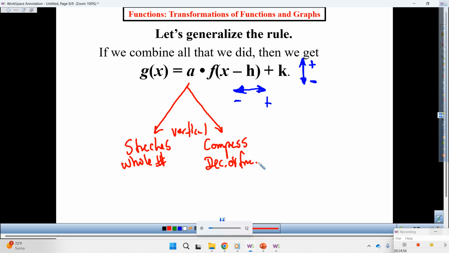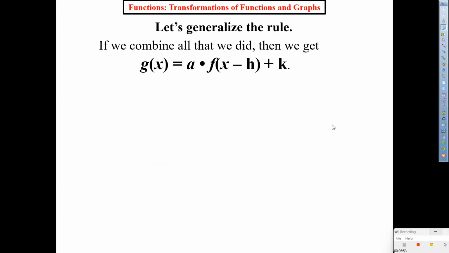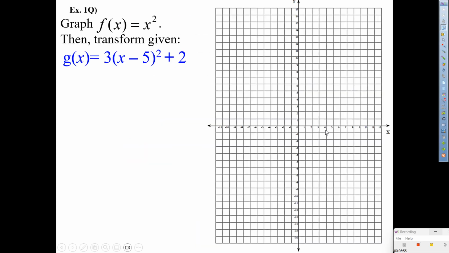All right. Enough of the theory. Let's put it to practice, yeah? Let's go, Yulisa. All right, get a graph paper in front of you. Here we go. Write this down. Example 1Q. Graph f of x equals x squared, then transform given g of x equals 3 times (x minus 5) squared plus 2. Write that down, please, on the top left of the new graph. I'll give you some time. Hurry up. Write it down first, so that we're on the same page.